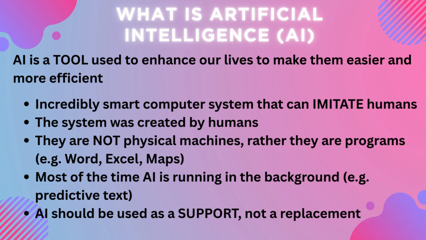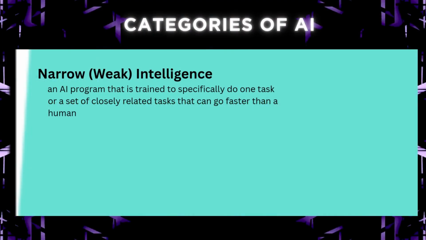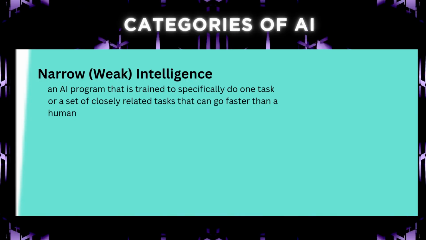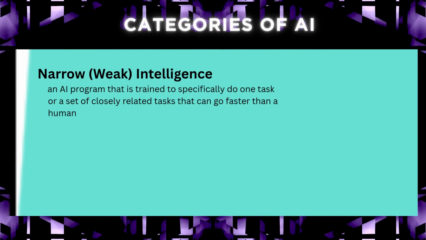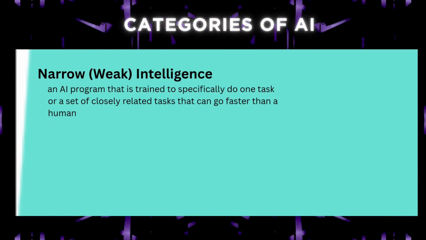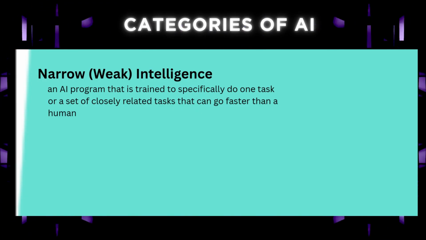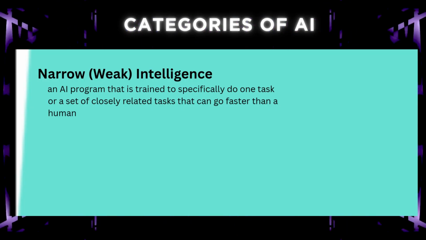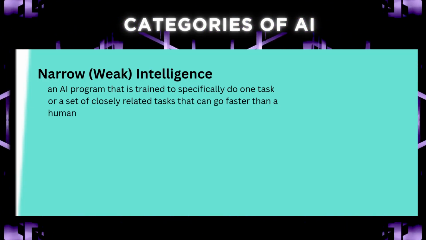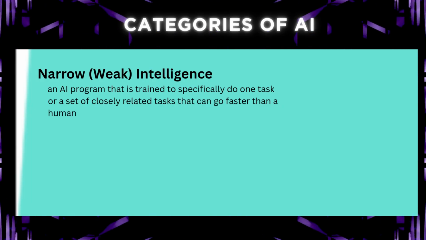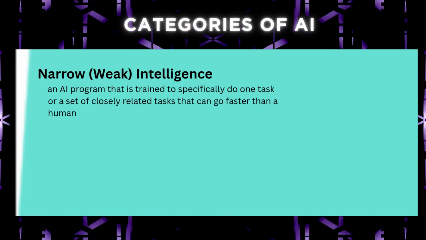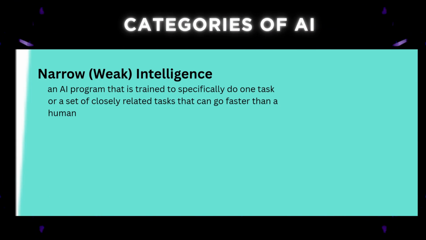AI should be used as a support, not as a replacement for human reasoning or decision making. In the technology world, AI is currently classified by categories, of which there are three. Narrow or weak intelligence, which is an AI program that is trained to do one task or several related tasks. Most of the AI we use today are examples of this category. This includes everything from predictive text to limited self driving cars.